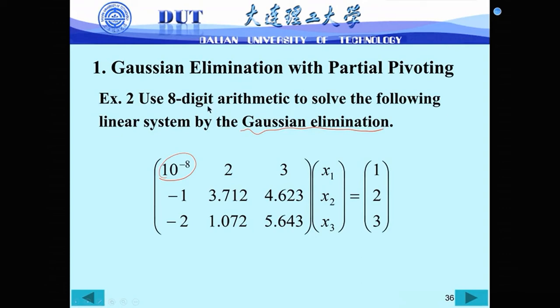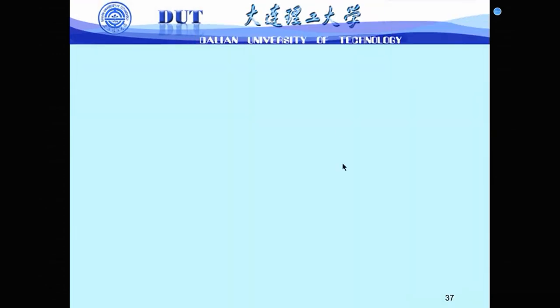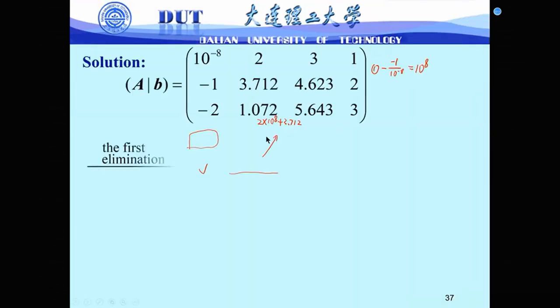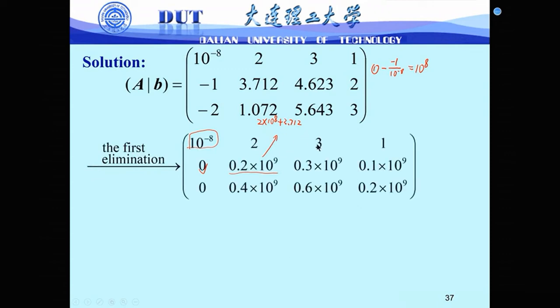What does it mean? It means, because we need to use a floating point number, we can only use 8 digits. So here, when we compute the addition between the two numbers, we need to use normalized form. Remember, normalized form. We write the first number into normalized form. So it is 0.2 multiply 10 to 9.